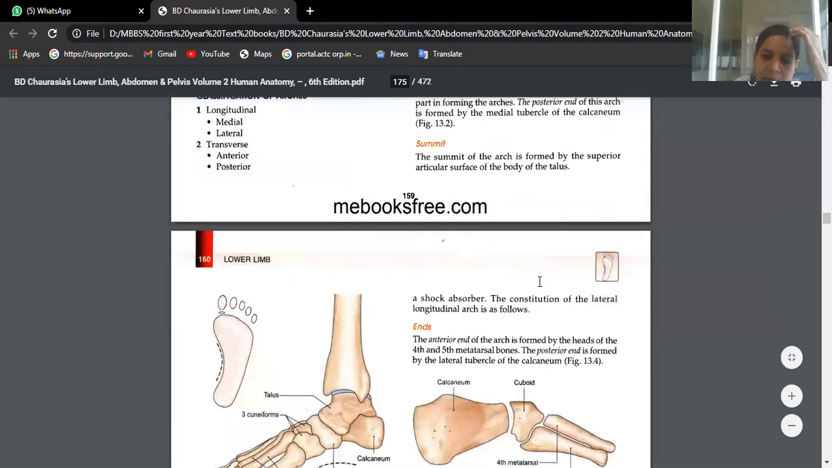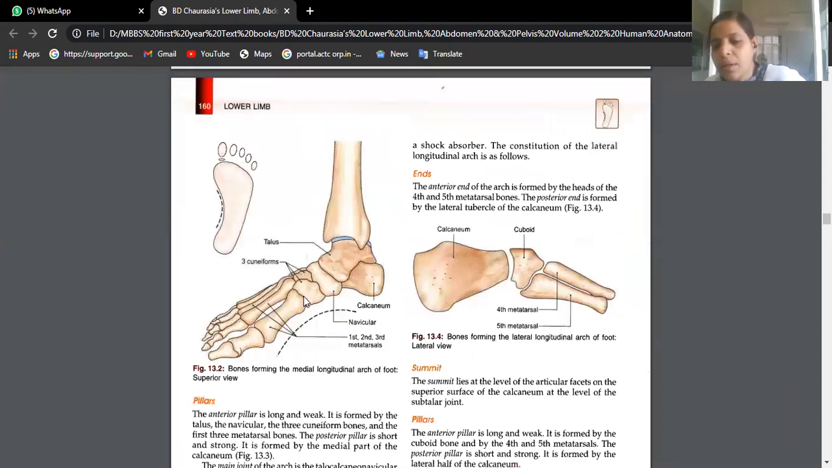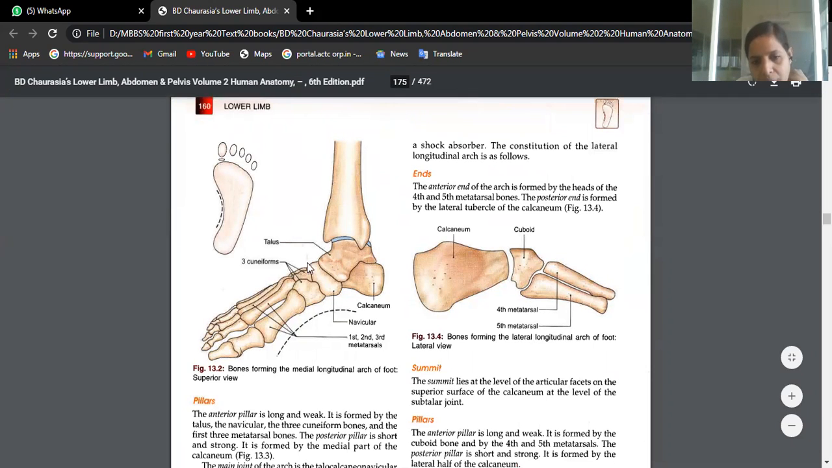When you see the articulated foot, not only do we have medial and lateral longitudinal arches, we also have two transverse arches. What are those? Anterior and posterior transverse arches. Now, before we proceed, we will just revise the names of the tarsal bones, which will take a great share in the formation of these arches.